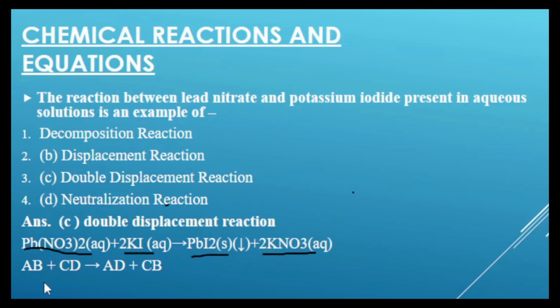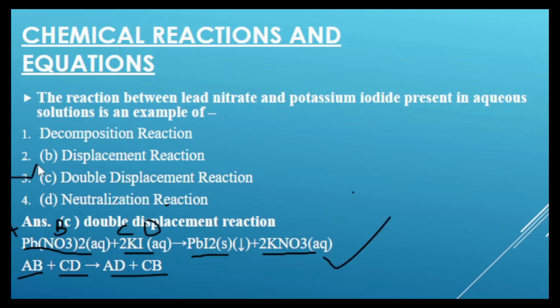Okay, now here the standard form is AB plus CD will give you AD plus CB. Alright, so let's consider Pb as A, nitrate as B, then potassium as C and iodine as D. So what is happening, these ions are getting exchanged in the reactant sides and they are going to form new products. Now this is, according to the reaction, a double displacement reaction.